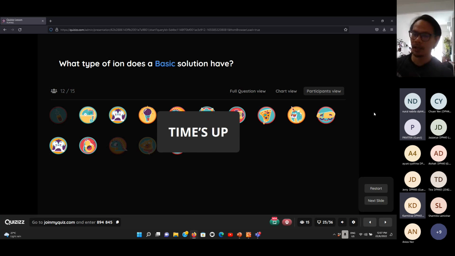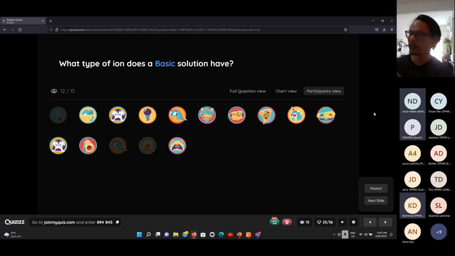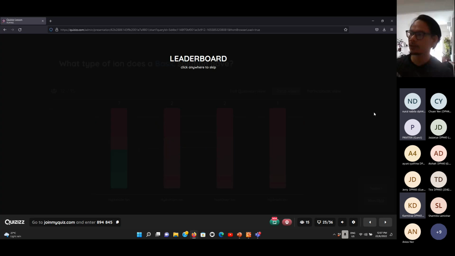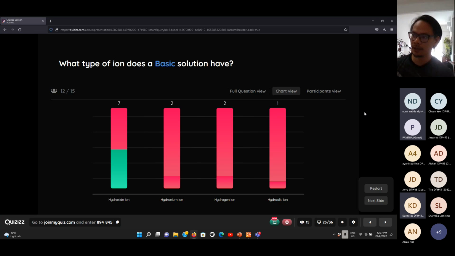Jawapannya adalah hydroxide. So remember, OH minus ion tu, nama dia adalah hydroxide ion. So yang selebih ni, please don't get confused ha. Maybe kamu sebab baru belajar hari ni, so tak familiar lagi. So hydroxide is OH minus.